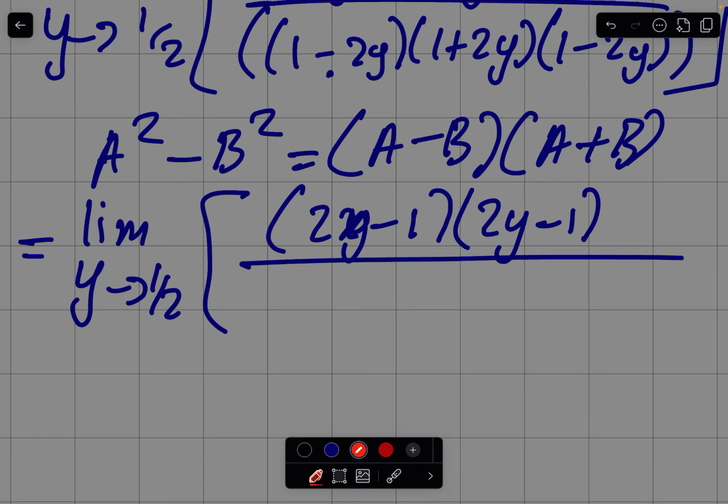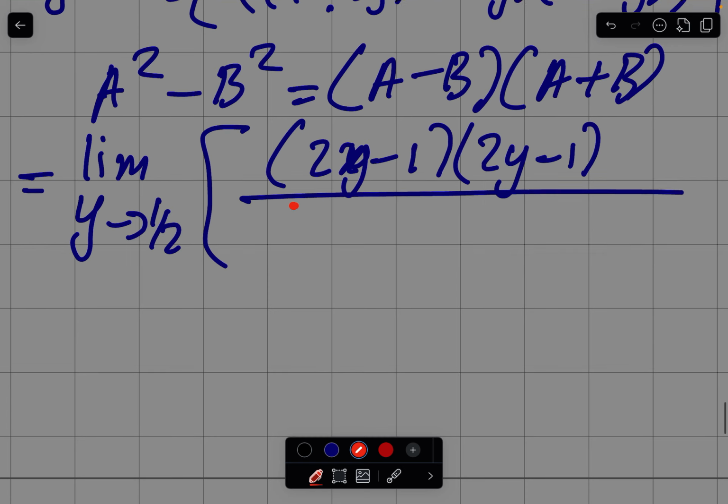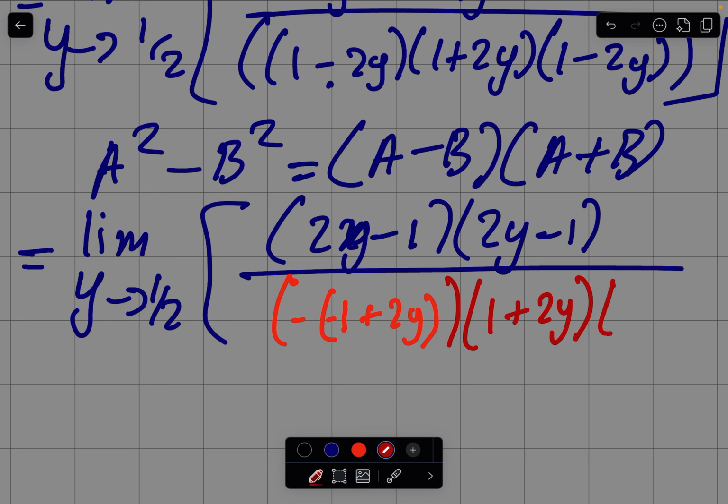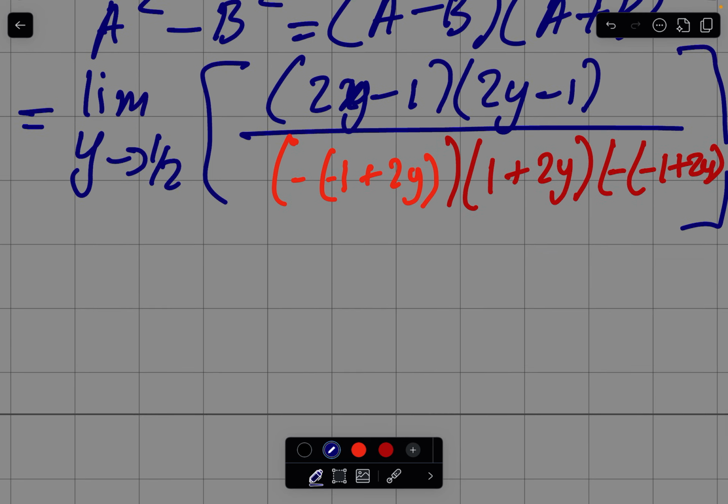Let's take the denominator. How can we remove a common factor there in the denominator? You have negative into 1 is negative 1 plus 2y. Can you see it? Then into, you remove a common factor. That one you leave it like that, you have 1 plus 2y. That one you remove a common factor again, you have negative into negative 1 plus 2y. Understand? That's how you remove a common factor of negative.